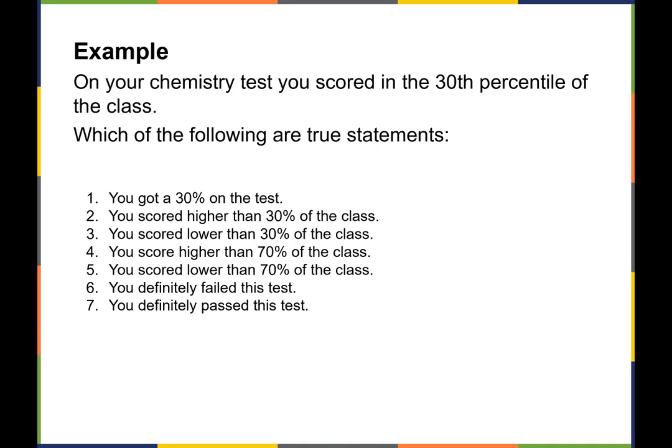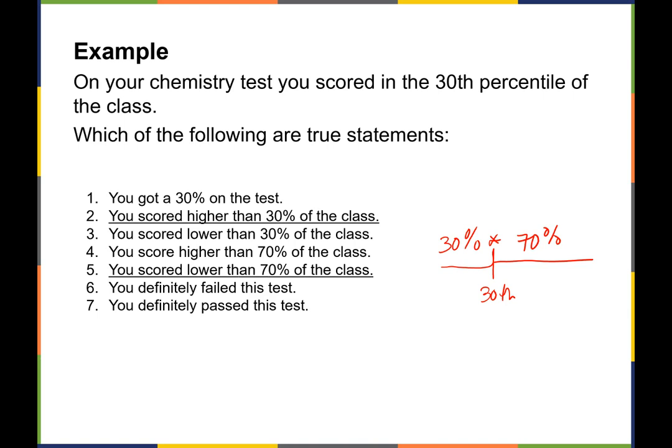If you scored in the 30th percentile, you got a 30% on the test. You may have, but we don't know that for sure. You do know that you scored higher than 30% of the class. Okay, here's the class. Here's the 30th percentile. That's you. Here's the rest of the class. There's 30% here and 70% here. Okay, that's you. So you didn't score lower than 30% of the class. You didn't score higher than 70% of the class. You scored lower than 70% of the class.